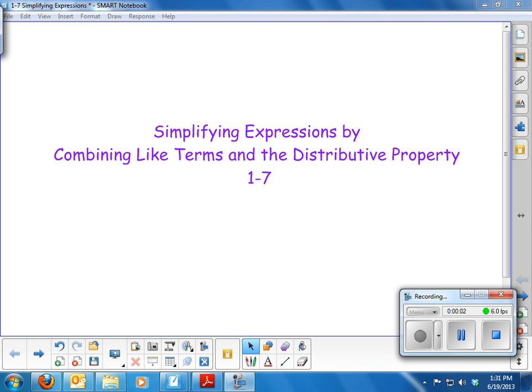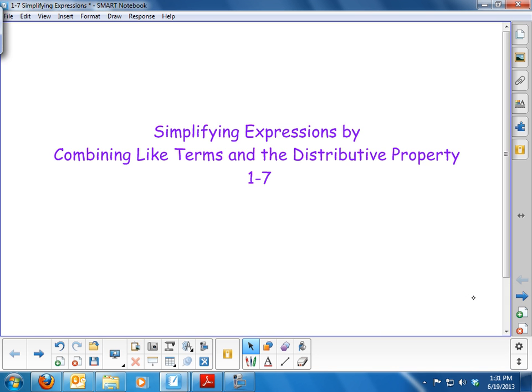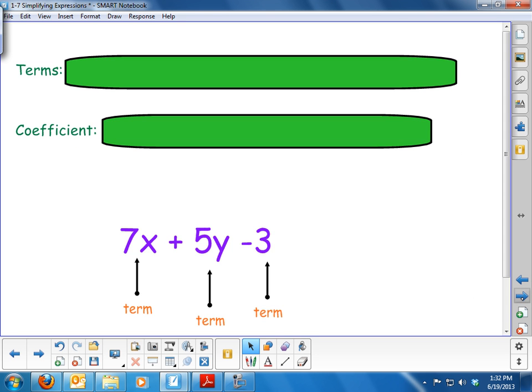Good evening, guys. Here is your lesson over Chapter 1, Section 7, Simplifying Expressions by Combining Like Terms. It says "and the distributive property," but we're actually going to do the distributive property tomorrow, so we're not going to worry about that one tonight. We're just going to talk about combining like terms and how we can simplify an expression.